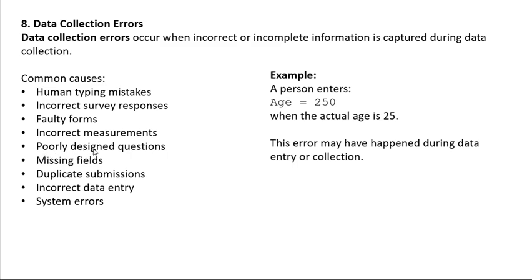poorly designed questions, missing fields, duplicate submissions, incorrect data entry, and system errors. In the example, a person enters the age as 250 when the actual age is 25, and this error may have happened during the data entry or collection.